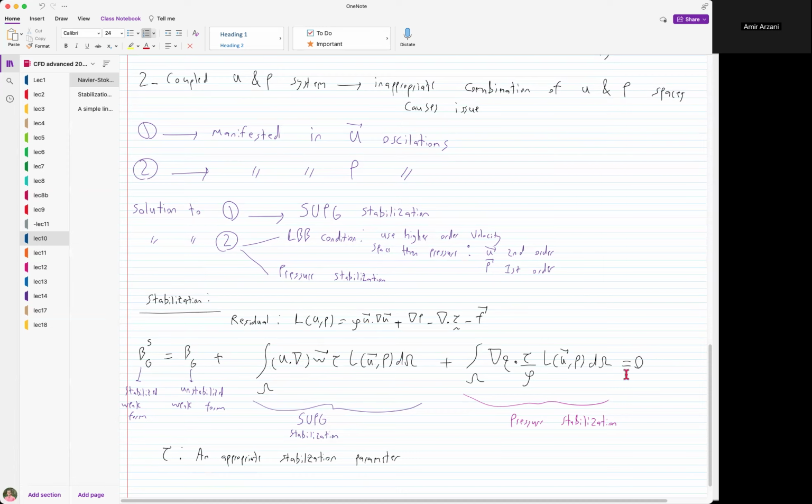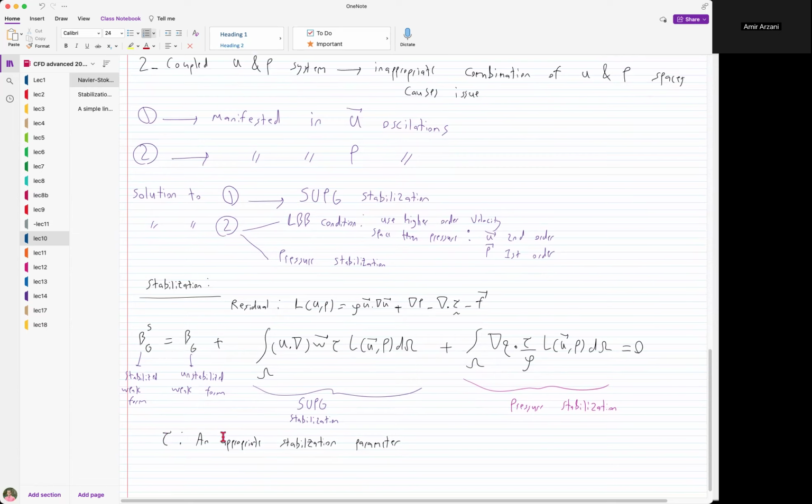And then you can also use a pressure stabilization. If you choose not to use second order velocity with first order pressure, then you can instead add a pressure stabilization to overcome these issues. Again, it's proportional to the residual, and then you have the gradient of Q, the test function for pressure, dotted with tau over. And tau here is a stabilization parameter. It looks like the choices we've had for the advection diffusion equation. It depends on the mesh edge size, among other things, and there are different choices for tau.